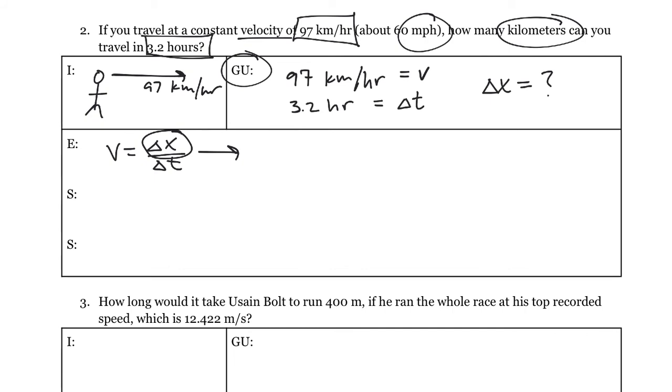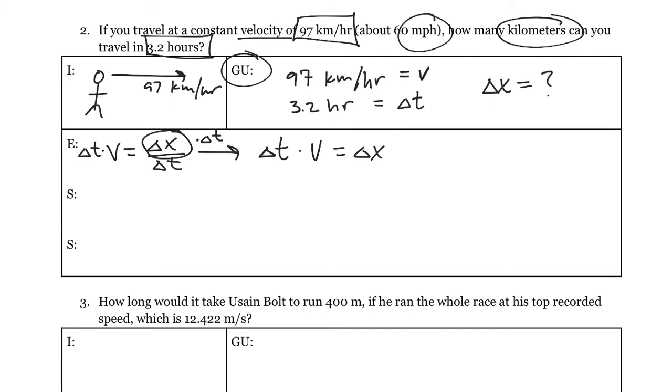And in order to get something off the bottom of a fraction, which means it's being divided, you have to do the opposite of division. So instead of dividing, you're going to multiply. But what you do to one side, you have to do to the other. So you get delta t times v equals delta x as your new equation. And then you can go ahead and substitute from there.